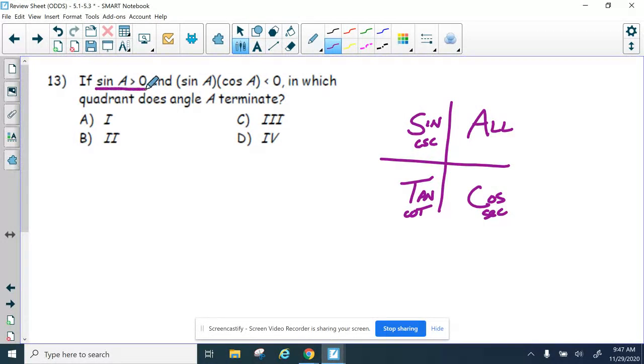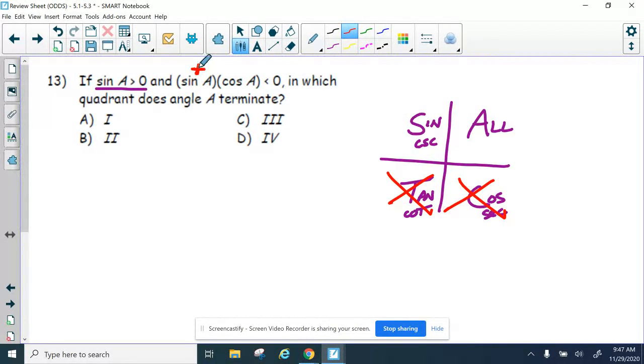So this first constraint here is telling me that angle A must be in a quadrant where sine is greater than 0 or positive, which means that it can't be here or here. It could either be in quadrant 1 or in quadrant 2, and that's where sine is positive. So now we know sine is positive. All right, so there's no way that this can be negative here. It just told me it was positive.